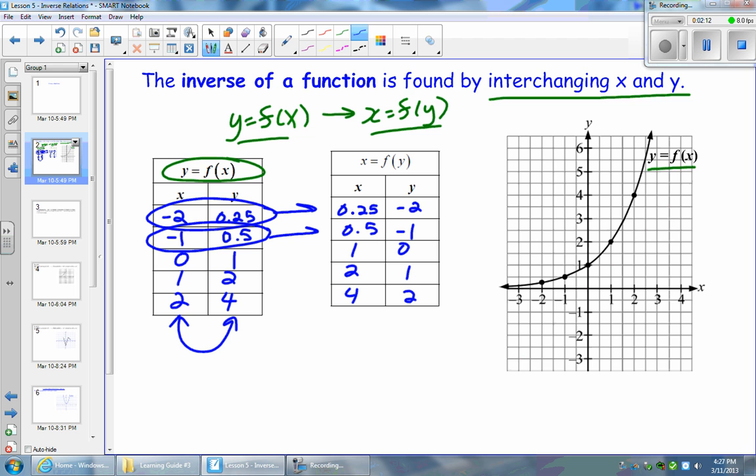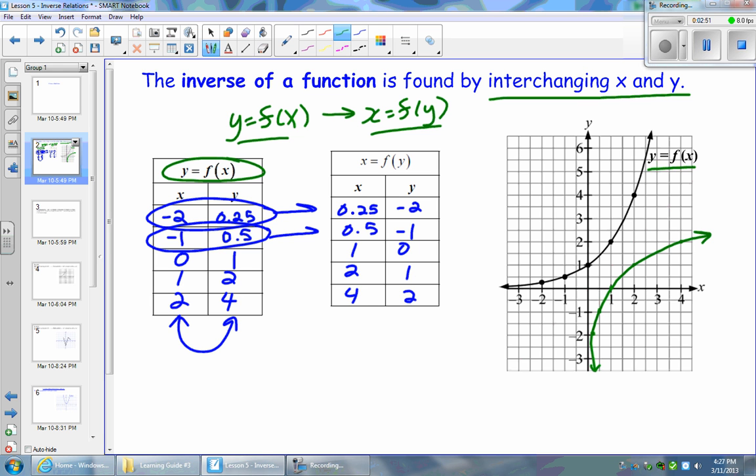To find out what this graph looks like, let's go ahead and plot all these points. So 0.25, negative 2 is right here. And 0.5, negative 1 is right about there. 1, comma 0 right here. 2, comma 1 and 4, comma 2. As best as I can here, I'm going to sketch the graph. The shape of the graph doesn't change, but the orientation definitely does. So when you sketch the inverse graph of this given function, you're going to get something that looks a lot like this. Notice how these graphs look related.